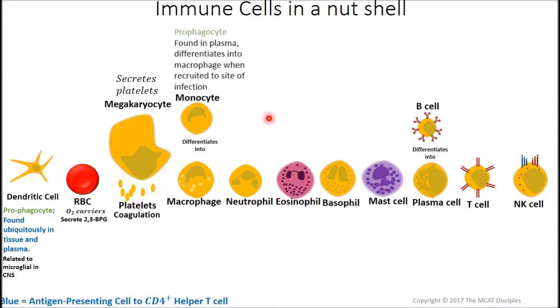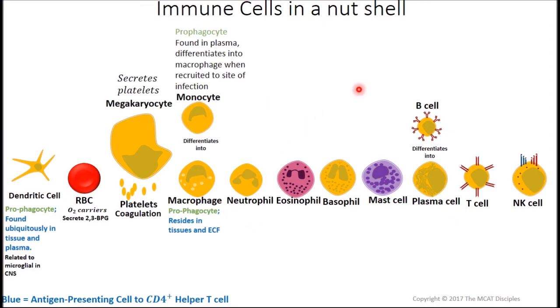Another phagocyte is the monocyte, which is found in plasma and differentiates into a macrophage when it's recruited to the site of infection. So that's the macrophage here, what it differentiates into. The macrophage is a phagocyte that resides in tissues and the extracellular fluid space, and will phagocytose bacteria and pathogens when they enter the extracellular fluid space. They also function to alert and recruit other leukocytes, particularly the neutrophils and the monocytes, to sites of infection by releasing cytokines that activate endothelium that, as we'll see, can then help to recruit neutrophils and monocytes.